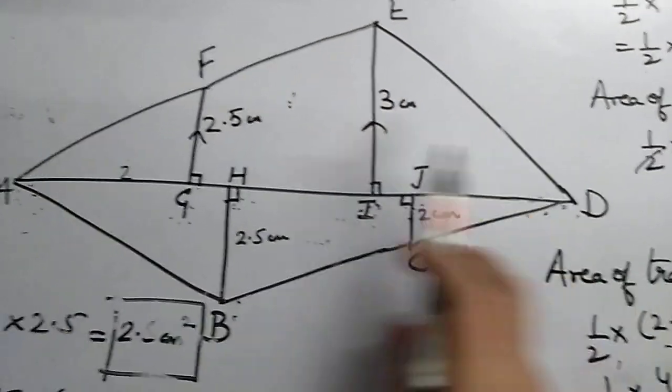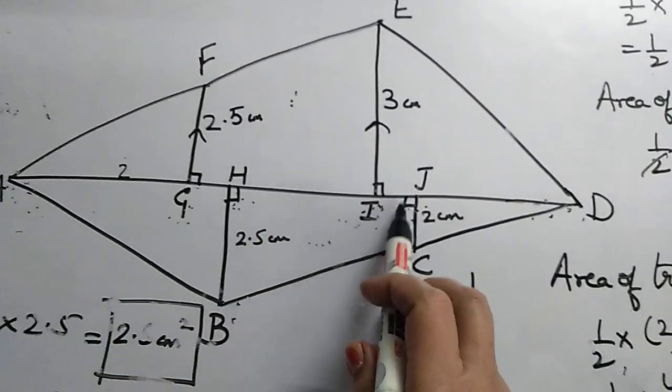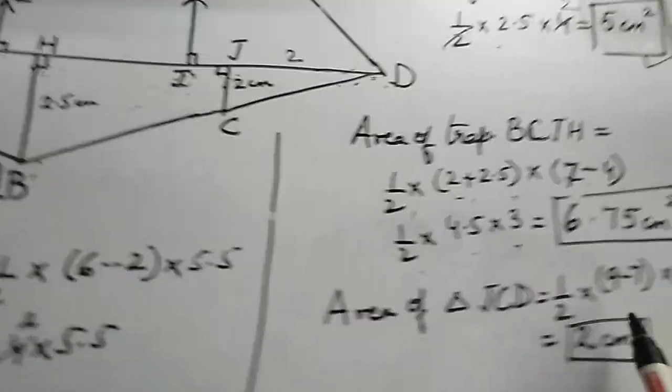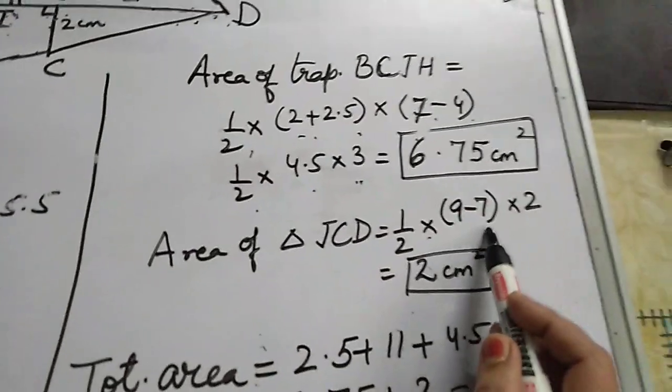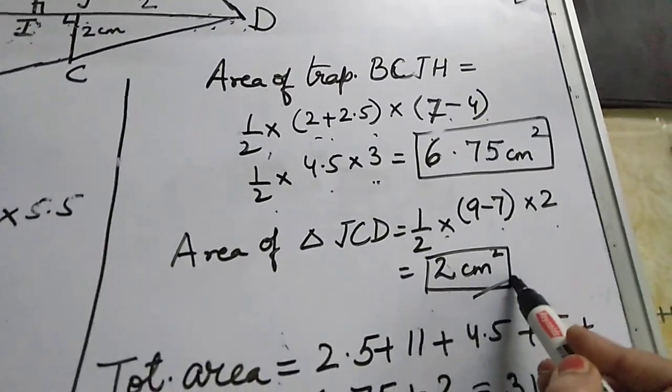If you want to calculate JD, that is AD minus AJ. AD is how much? 9 and AJ is 7. So 9 minus 7, so this is also 2. So half into 2 into 9 minus 7, that is 2 into 2. So 2 cancels, 2 centimeters square is the area of this.